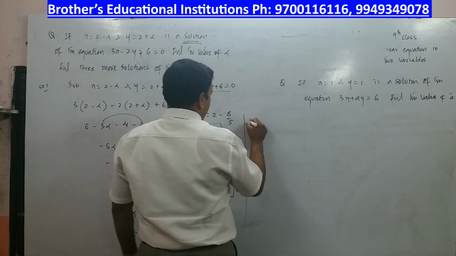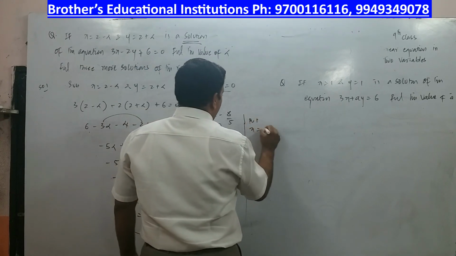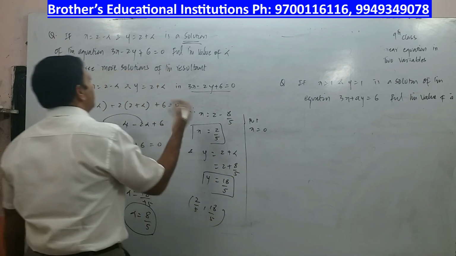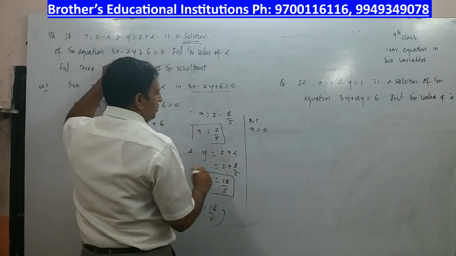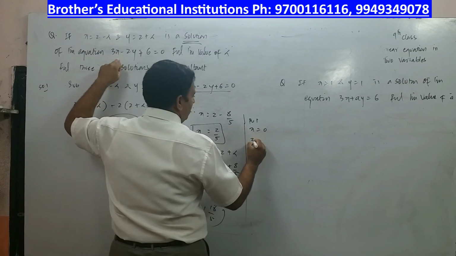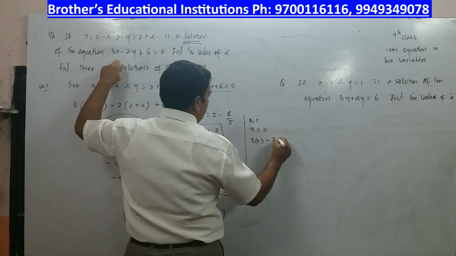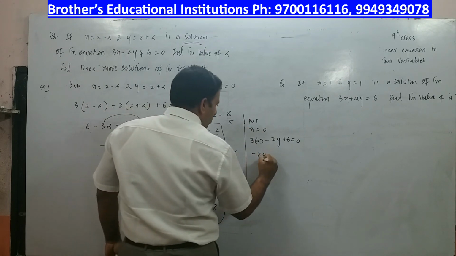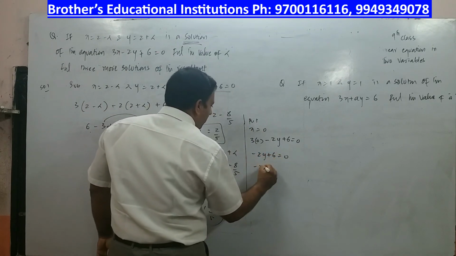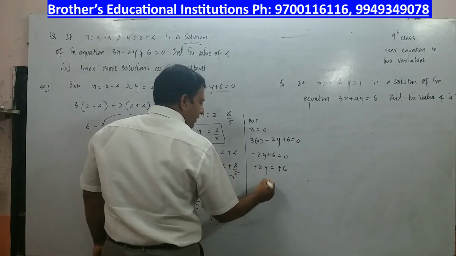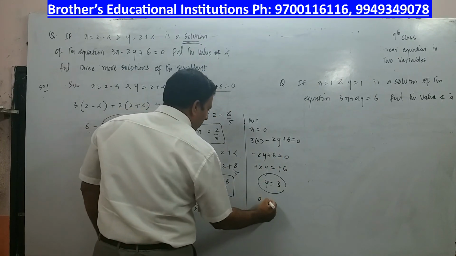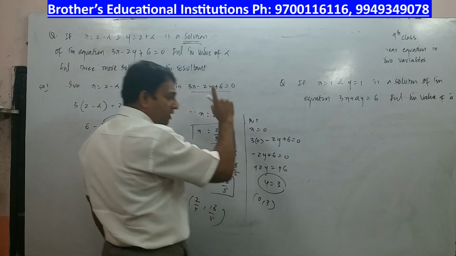What you do is you put x is equal to 0. Any value of x you assume other than 2 by 5 and proceed. Put x is equal to 0. When you put x is equal to 0, what will you have? 3 into 0 minus 2 into y plus 6 is equal to 0. 3 into 0 is 0. Minus 2y plus 6 is equal to 0. Minus 2y is equal to minus 6. Minus minus cancel. Y is equal to 3. So 0 comma 3 is one of the solutions.